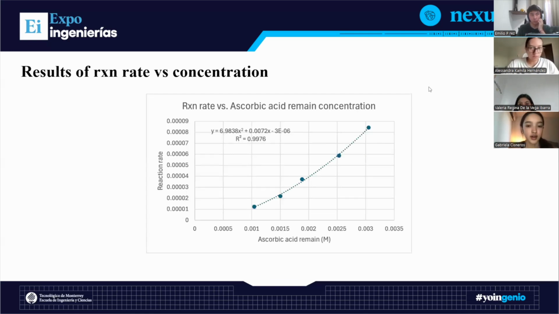This graph presents how fast the reaction occurred, considering the ascorbic acid remaining over time. And in this case, the regression is almost perfect with a second-degree polynomial having an R-squared of 0.99.